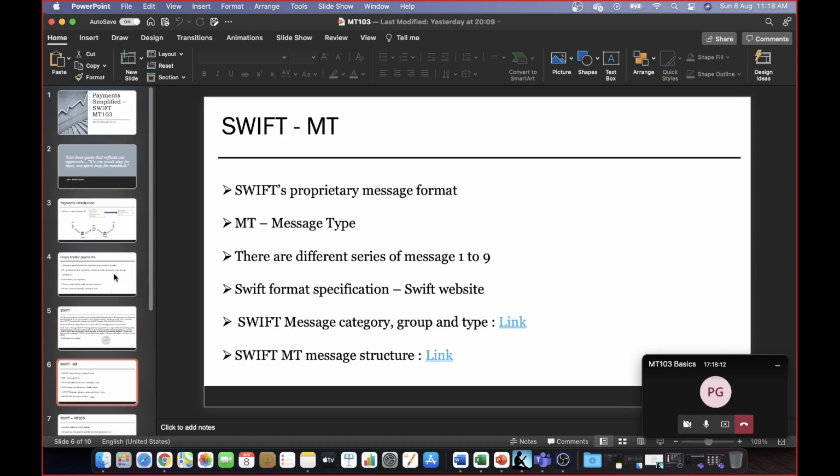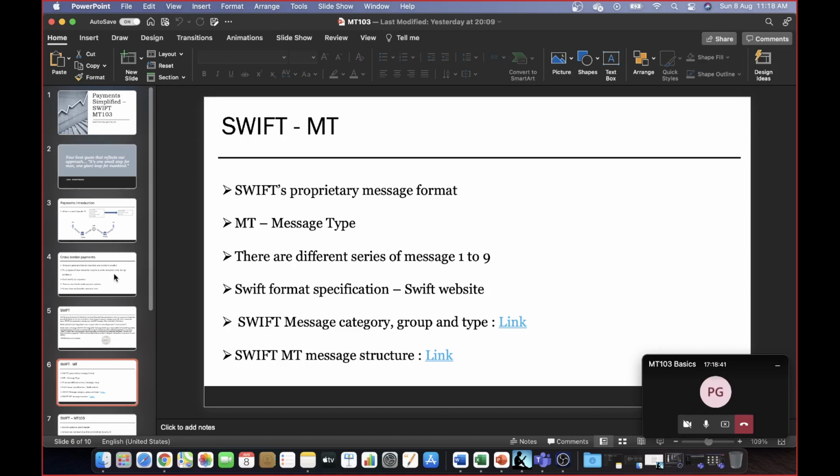Coming directly to SWIFT MT. SWIFT MT is a proprietary messaging format. A lot of people think that SWIFT is ISO 15022. It is based on ISO 15022, but SWIFT MT is actually a proprietary format of SWIFT. ISO 15022 is a bigger, wider framework that is used in derivatives and so on.